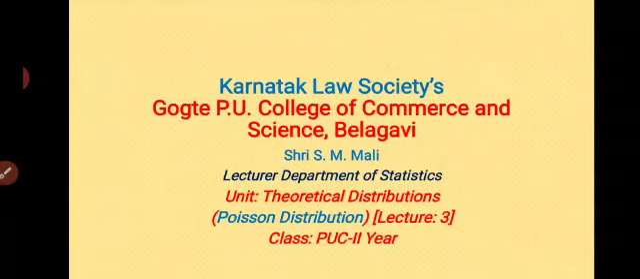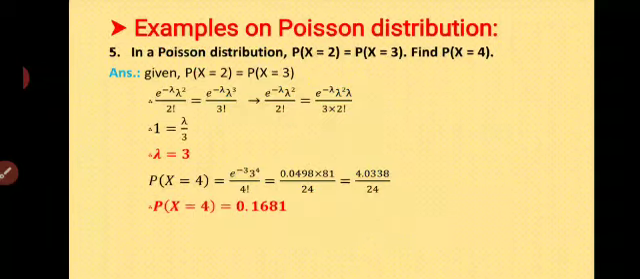Welcome back to the third lecture on Poisson distribution. In the previous class, we started the numerical examples on Poisson distribution. If you have the textbook, then solved examples are already there. Please go through them. Here I am solving the examples on Poisson distribution from the exercise given at the end of the topic.